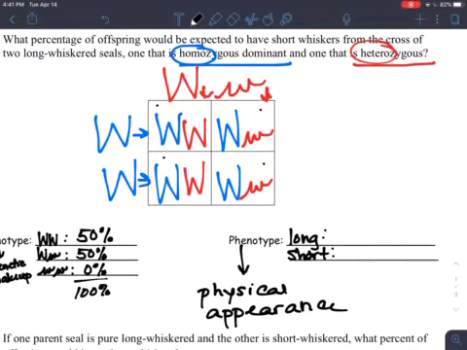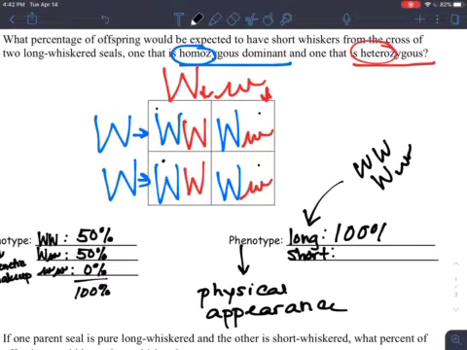I can do the box counting method. Now, there are a couple ways to do it. I'm going to start with the capital letters. There are 2 ways we can get long, whether it's big, big or big, little, which means that I need to go through and count the number of boxes that have a capital letter in it. So there are 1, 2, 3, 4 boxes with a capital letter in it. That means 100% of them are going to be long.